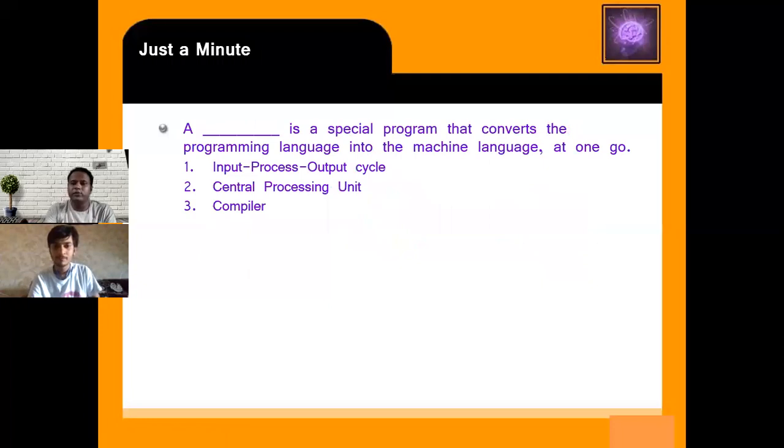Now it is a question for you. A special program that converts the programming language into a machine language. Which one is the correct? Input output process cycle, IPO cycle, or compiler? Compiler is a special program that converts the programming language to the machine language. It is a translator.